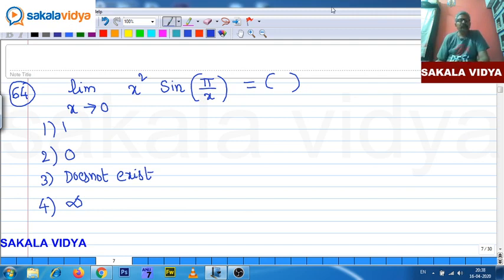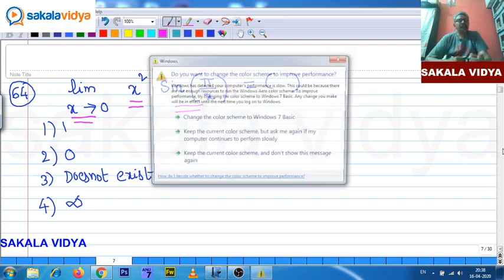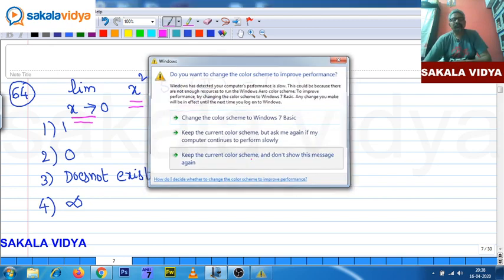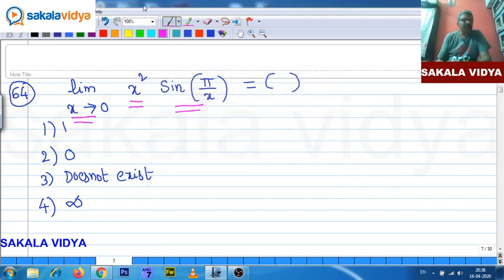Right. So now let us move to this question. Limit x tends to 0, x square into sine of pi by x equals to. This problem can be done in two ways. One is using the sandwich theorem; the other is using that sine of pi by x always lies between minus 1 and 1, that is an oscillating function. That means for all real values, sine of pi by x is a finite value. So as x tends to 0, x square is 0, so 0 into something finite you will get 0. That is one method. So first let us apply the sandwich theorem.